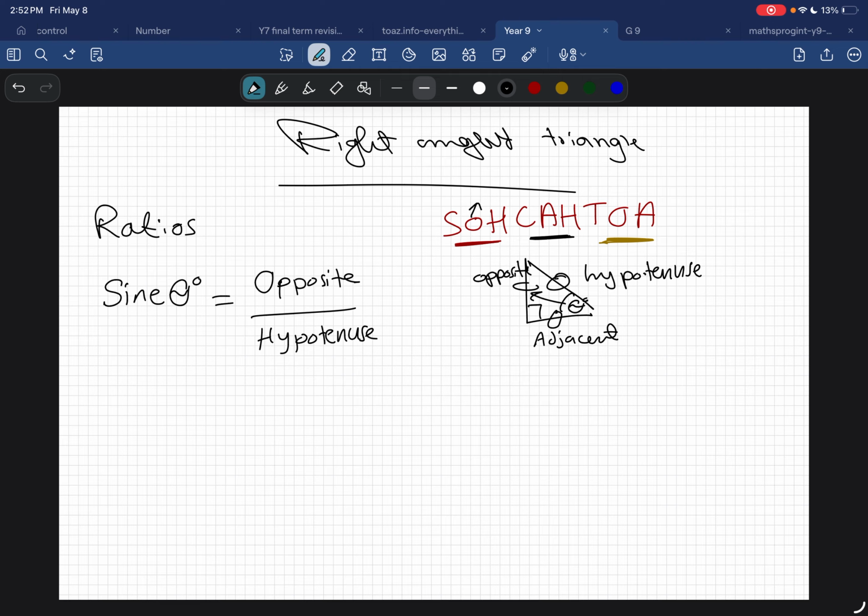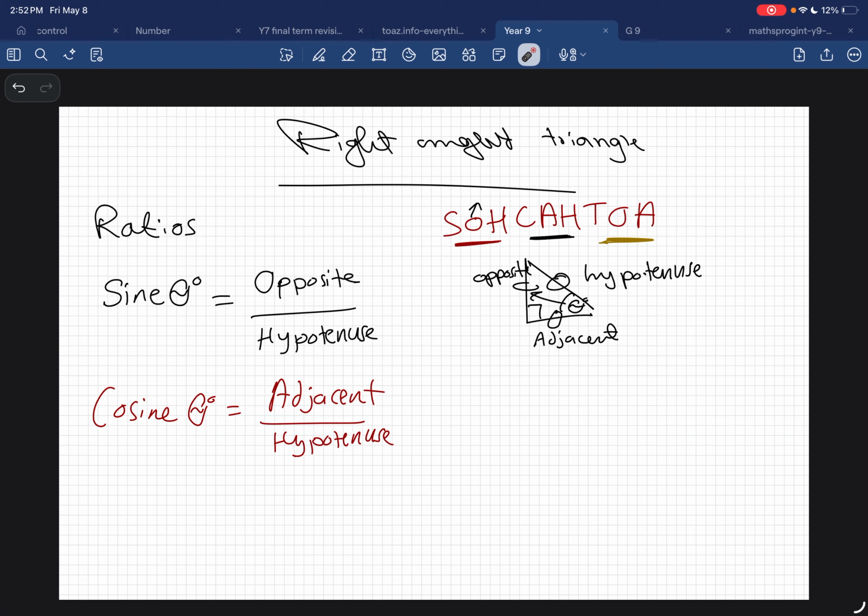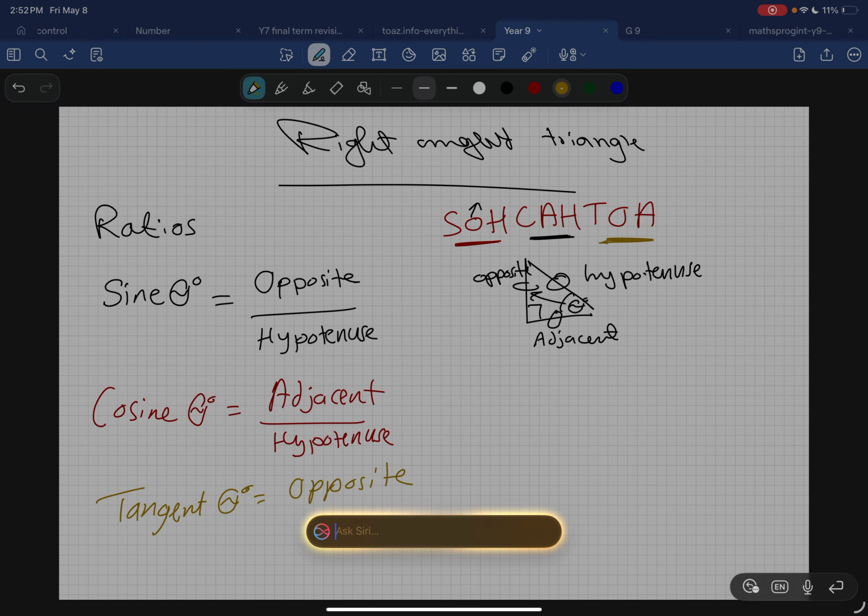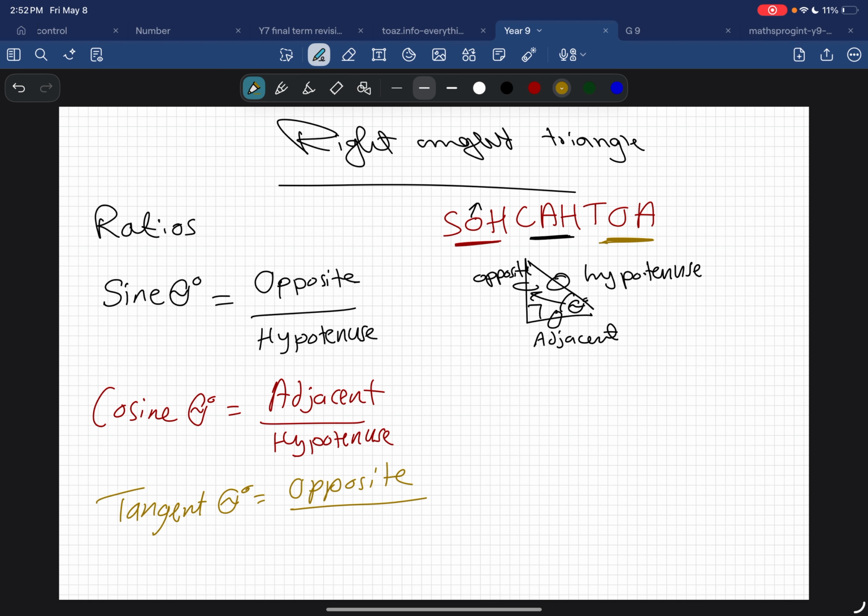Remember that. So let's go to the next ratio, which is Cah in the middle, which stands for cosine. All these you can find on your calculator. Cosine theta, which is the angle given in the question, equals the adjacent divided by the hypotenuse. Finally, Toa, which is tangent theta, equals the opposite over the adjacent.